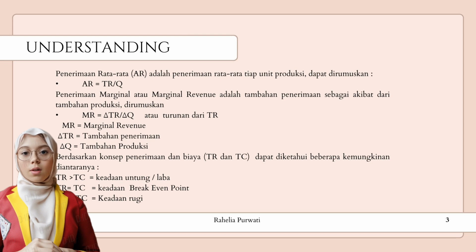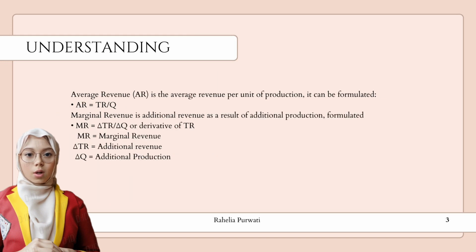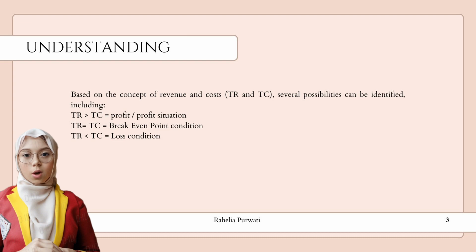Based on the concept of revenue and costs, TR and TC, several possibilities can be considered. Total revenue is a function of the number of goods, also the product of the number of goods by the price of goods per unit. As in the concept of cost, in the concept of revenue the meaning of average and marginal is also known. Average revenue, AR, is the revenue obtained per unit of goods, which is the result of total revenue divided by the number of goods. Marginal revenue, MR, is additional revenue obtained from each additional unit of goods produced or sold.